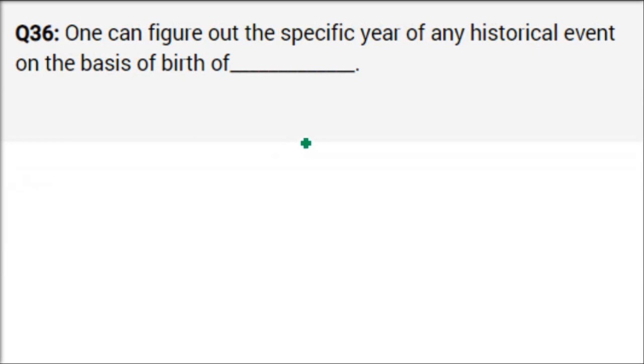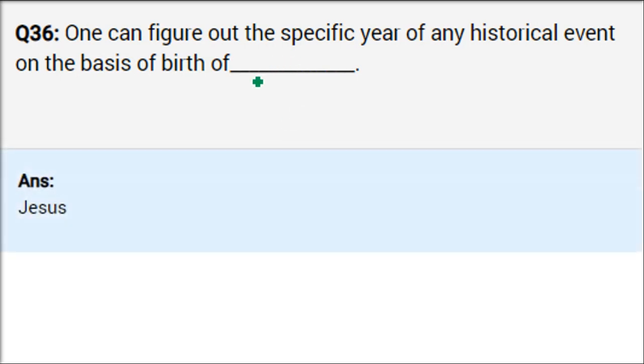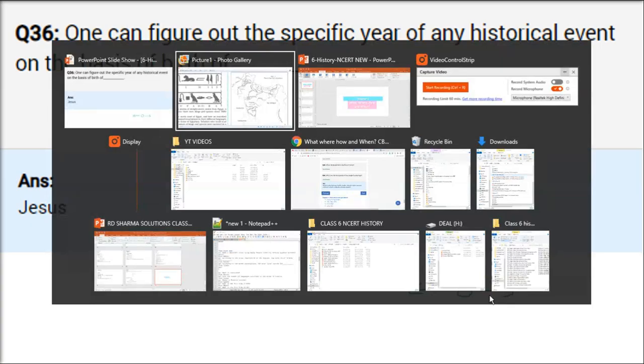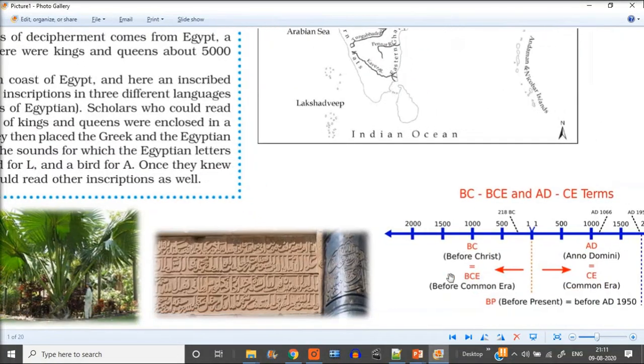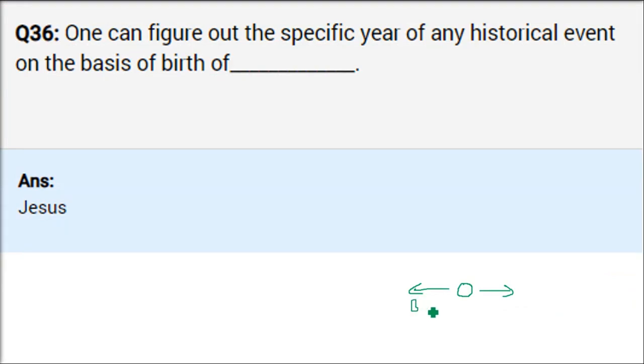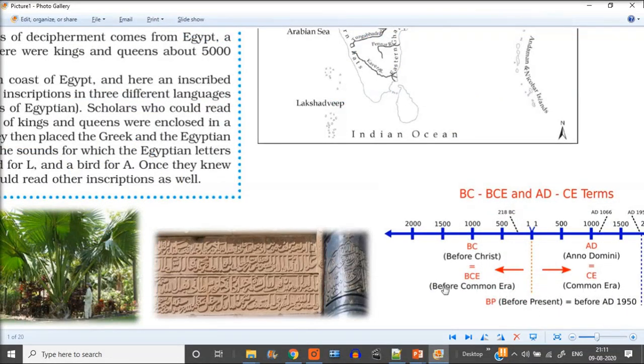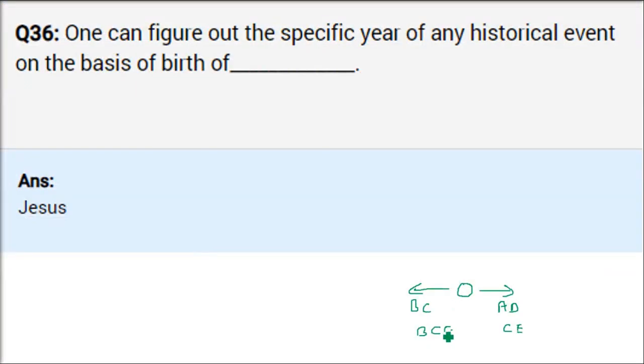One can figure out the specific year of any historical event on the basis of the birth of Jesus Christ. We have already seen this. Jesus Christ's birth is taken as 0. Before that and after that, if you follow Christianity terms, it will be BC, before Christ, and Anno Domini. And if you take secular terms, BCE, Before Common Era, and CE, Common Era. Okay.